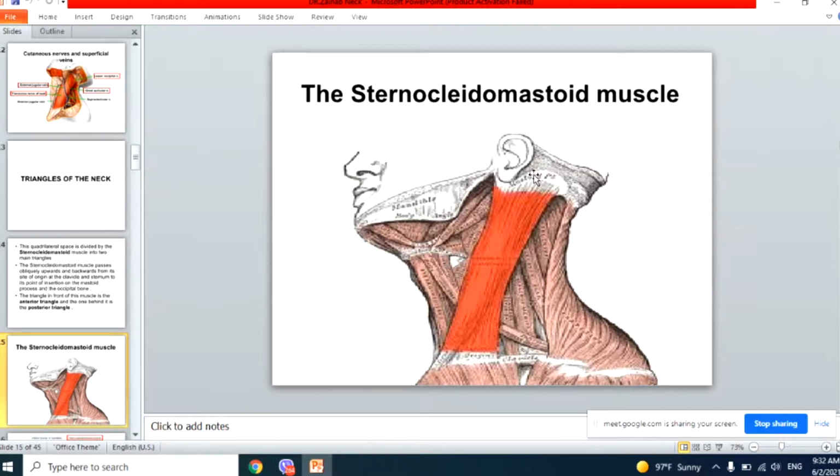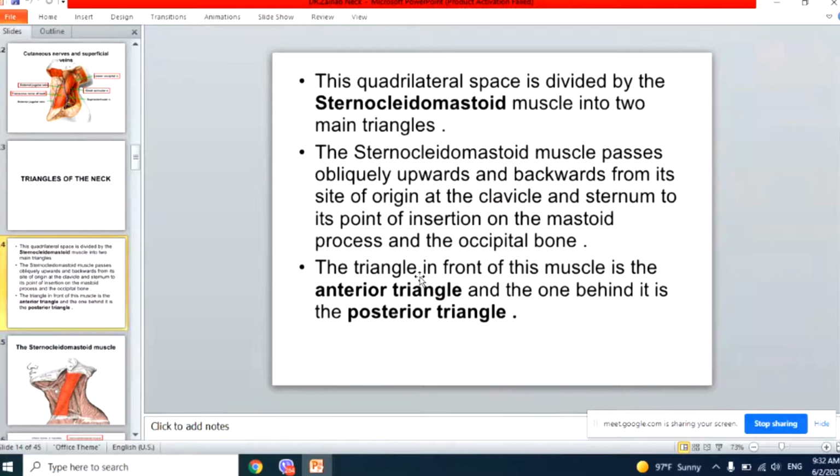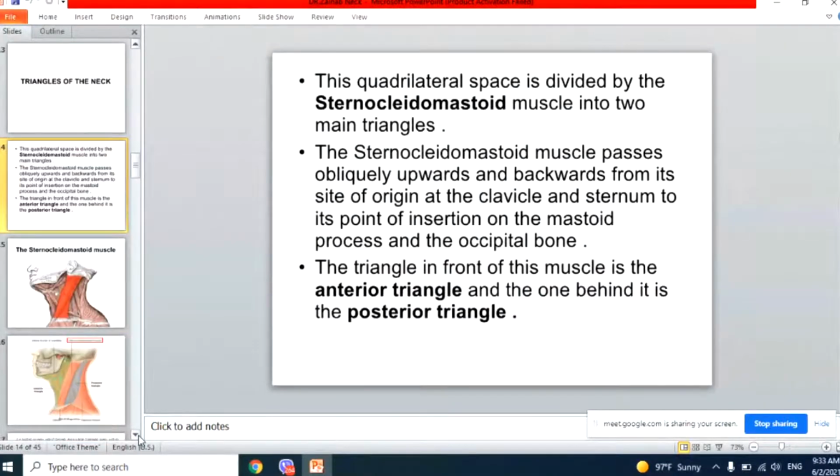As you know, the skull has a prominence called the mastoid process. If you put your finger behind your ear, you can feel the projection of the mastoid process. So the insertion point of this muscle is the mastoid process. The triangle in front of this muscle is the anterior triangle, while behind it is the posterior triangle.